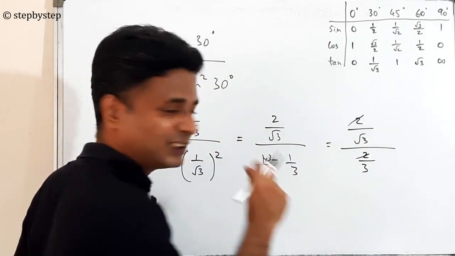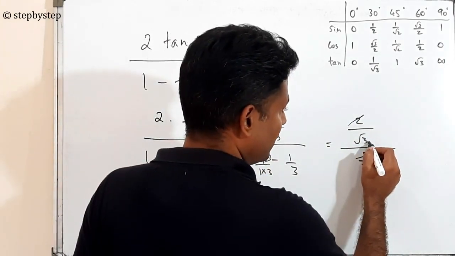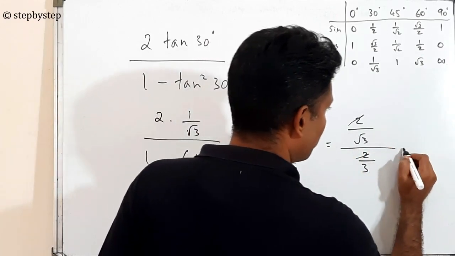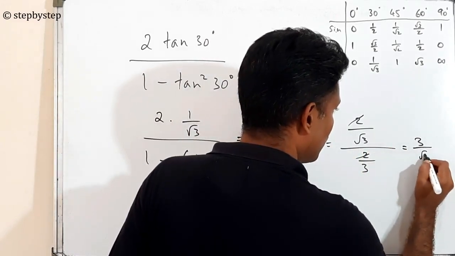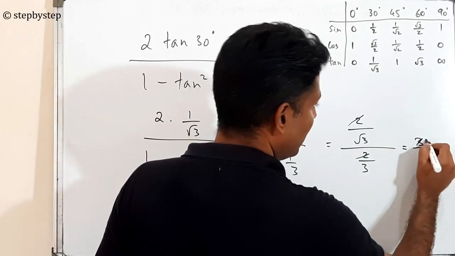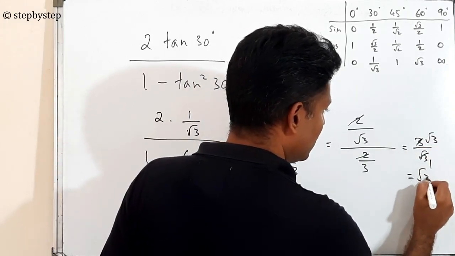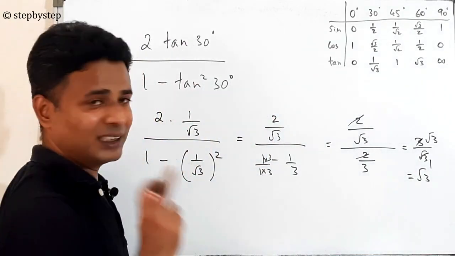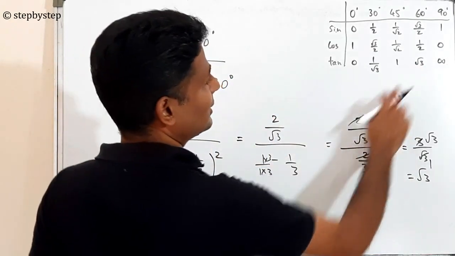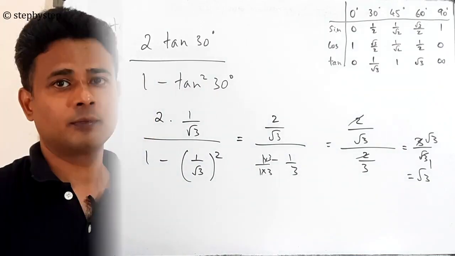This 2 and this 2 will cancel, both are in numerator. Now what happens? This root 3 comes down, this 3 will go up. So it becomes 3 by root 3. Root 3 ones are root 3. So the answer is root 3, which means what is the correct option? Tan 60 is the answer.